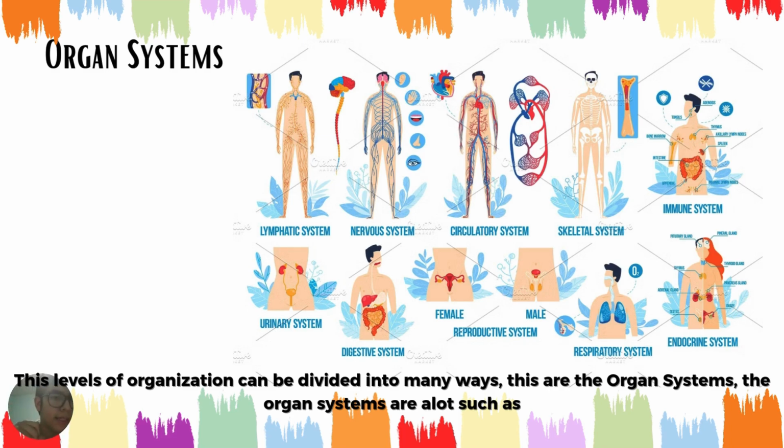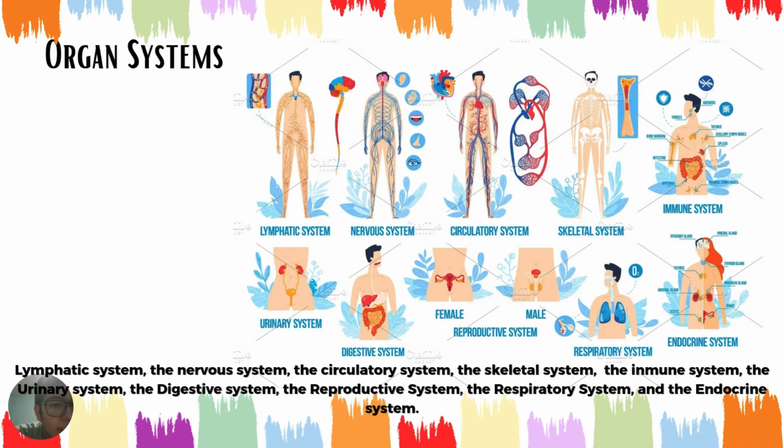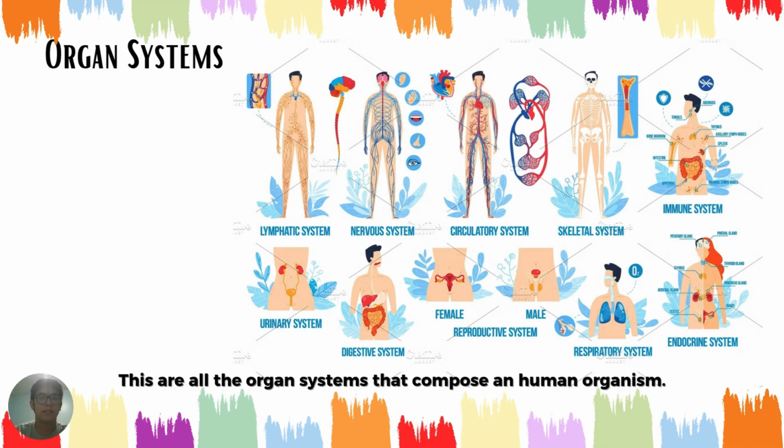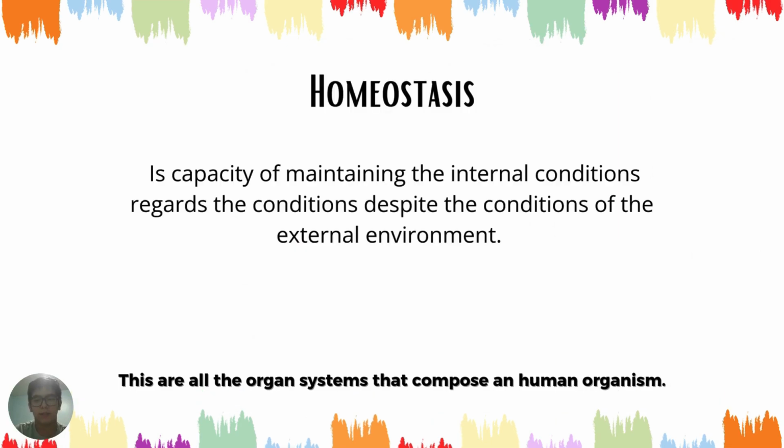These are the organ systems. There are many, such as the lymphatic system, the nervous system, the circulatory system, the skeletal system, the immune system, the urinary system, the digestive system, the reproductive system, the respiratory system, and the endocrine system. So basically, these are all the organ systems that compose the organism, in this case, the human body itself.